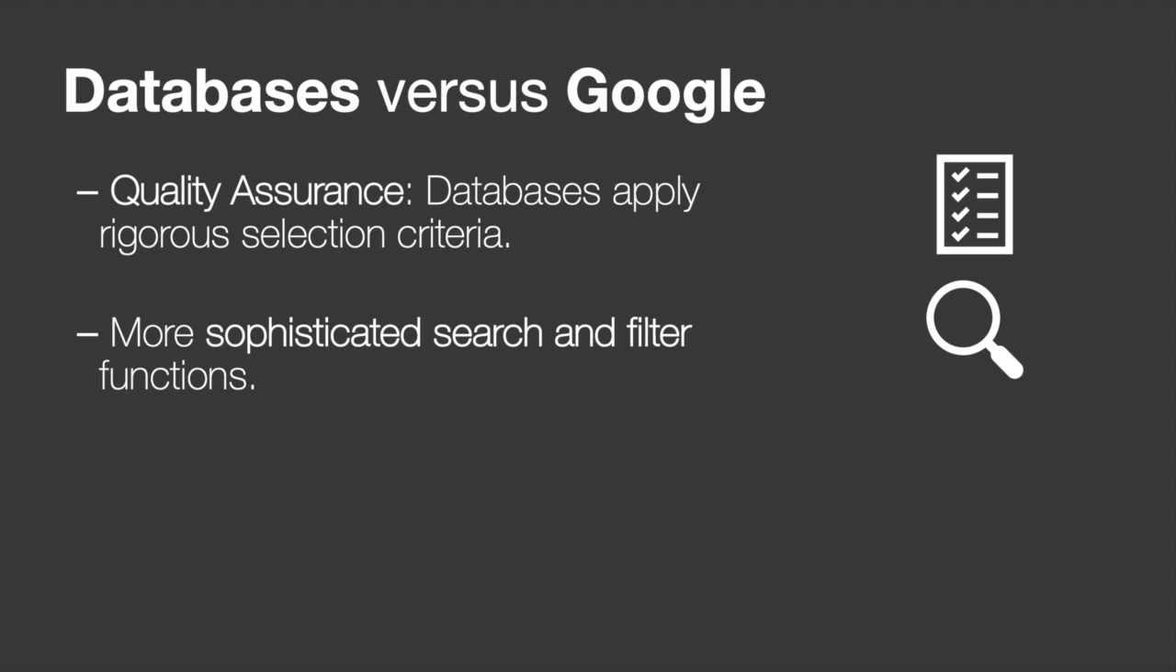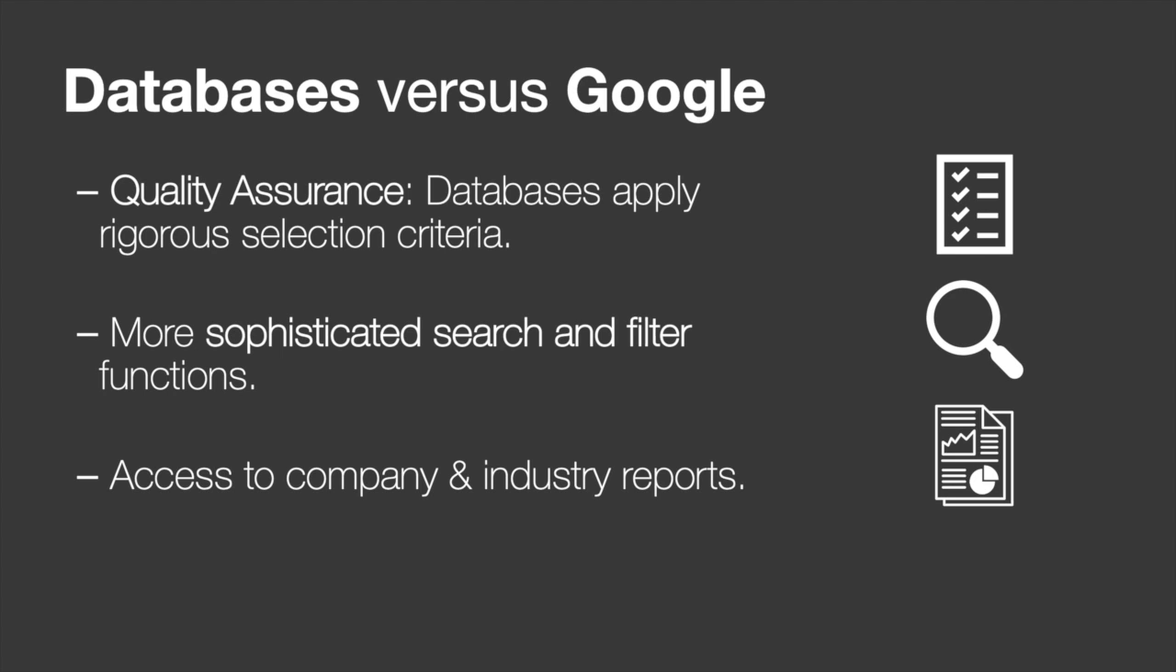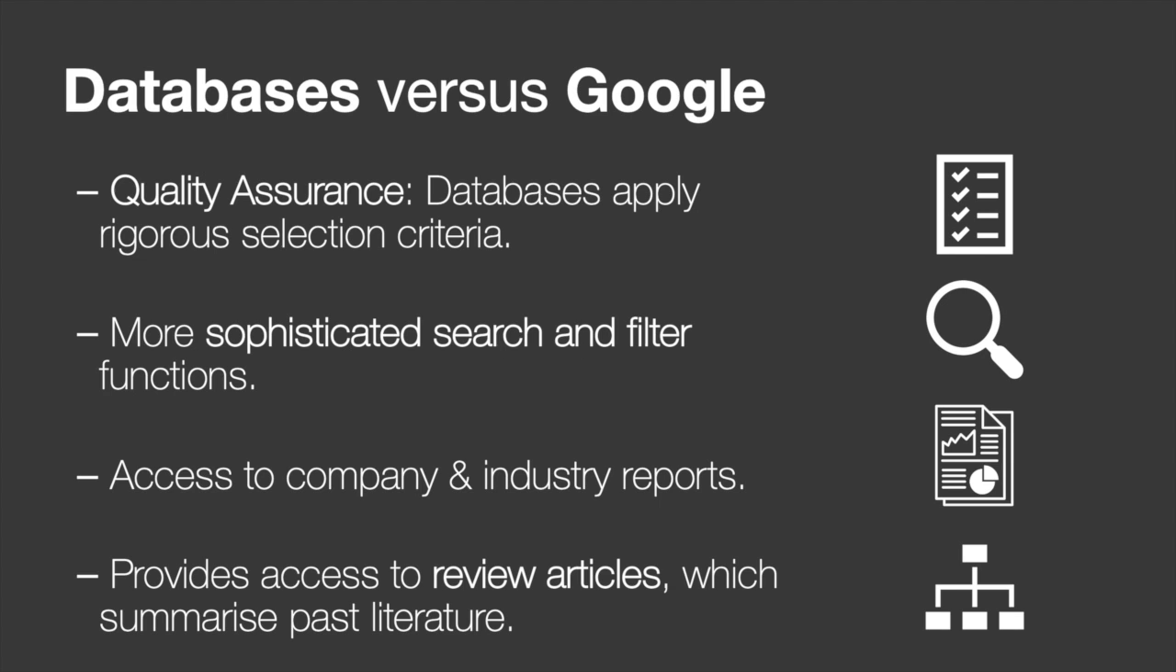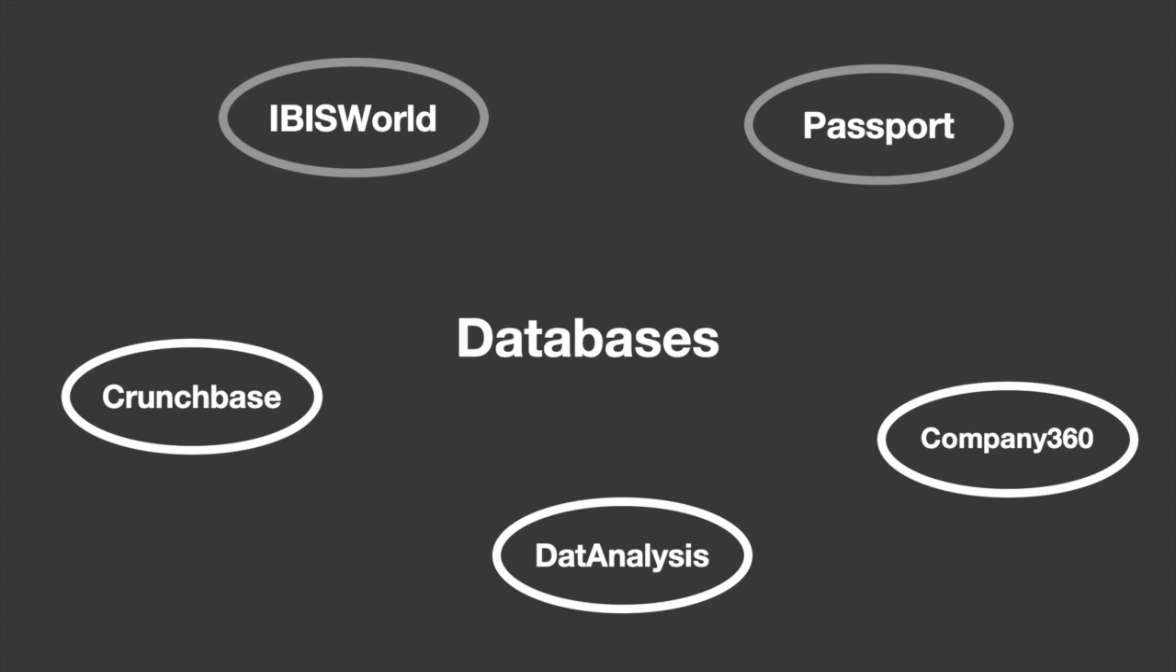So one of the great things about accessing these materials through the library is that we subscribe to databases like Passport and IBISWorld, which do their own original company and industry research. So there's material in there that you just can't get on Google. And our databases provide access to review articles, which summarize past literature. So you can get an understanding of what research has been done in the past and how that's informed what's happening at the present. So these are some of the key databases that you might want to use for doing your company and industry research and building a picture of a particular company for a case study.